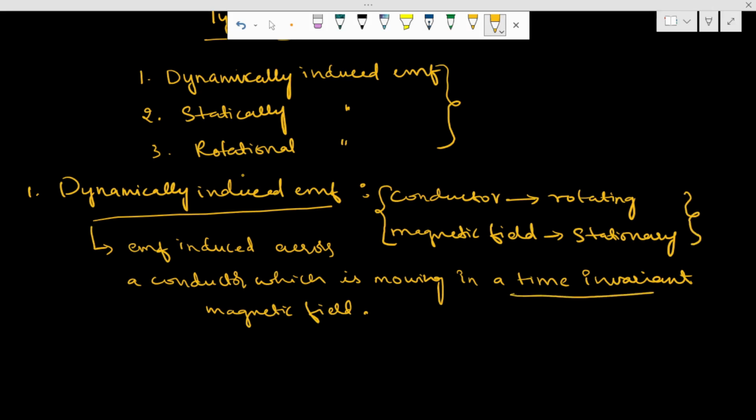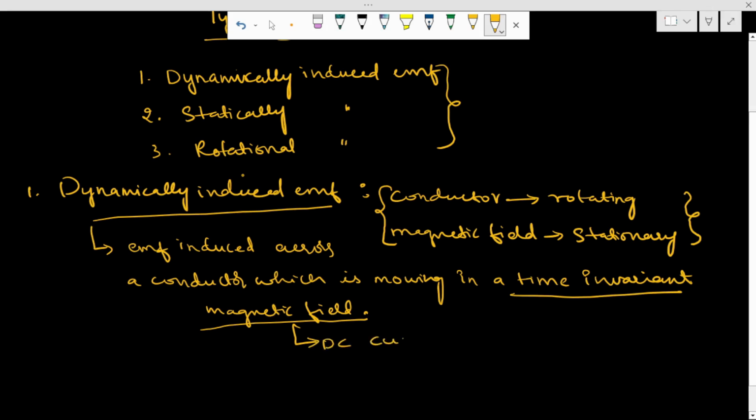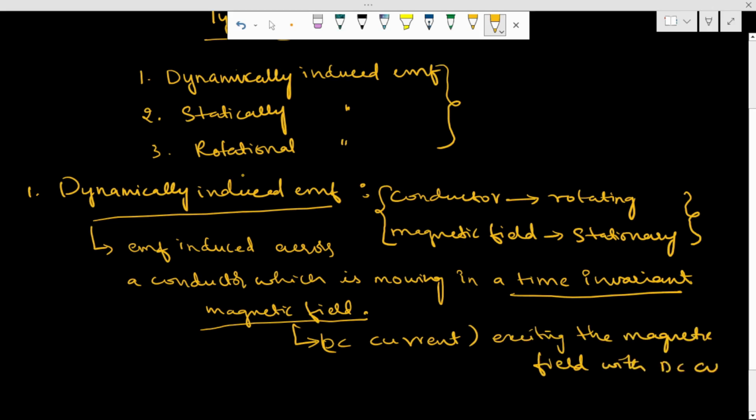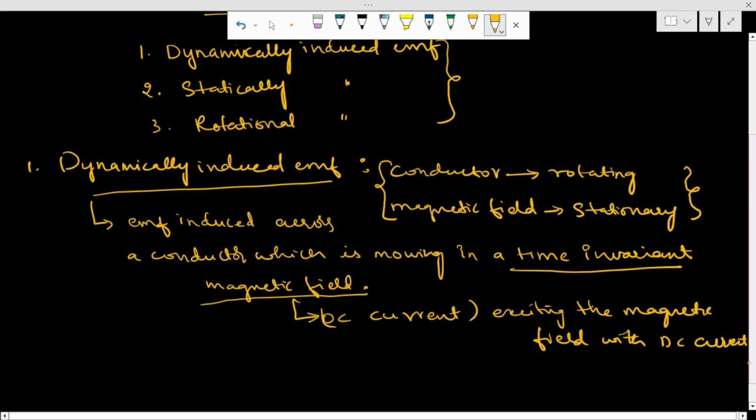A time invariant magnetic field we can get by exciting the magnetic field with DC current. We know that flux is directly proportional to the current. When we excite with DC current, the flux we get is also DC, which is time invariant flux. This is the dynamically induced EMF statement.